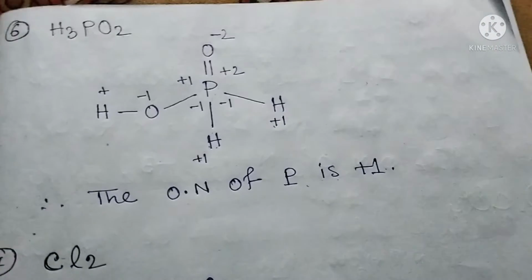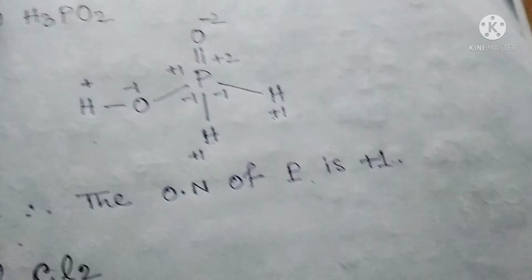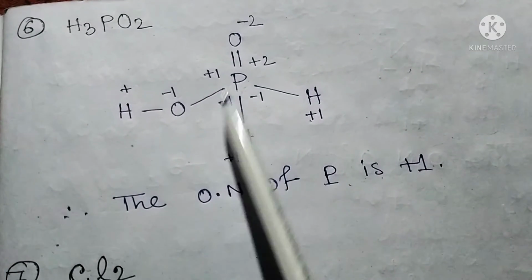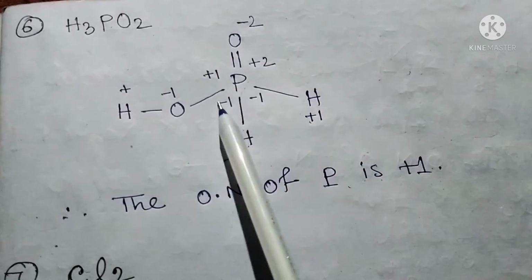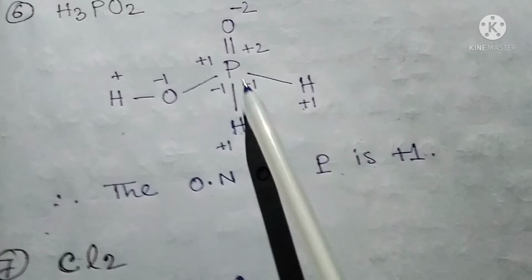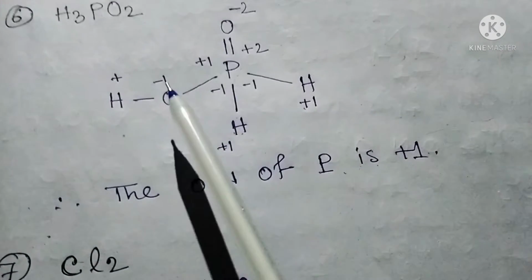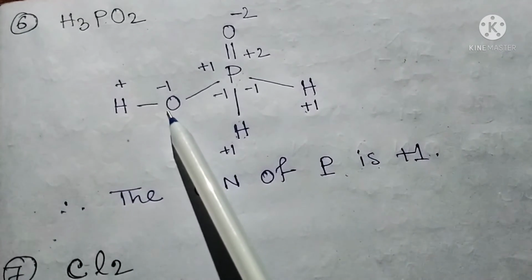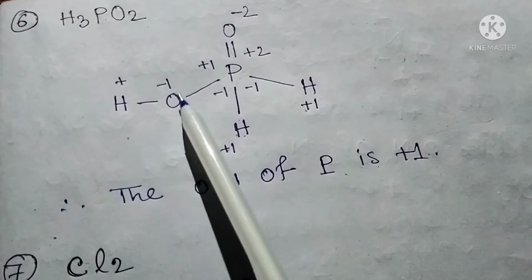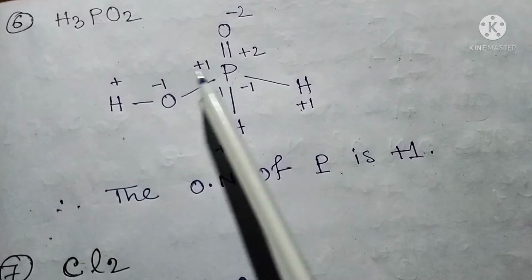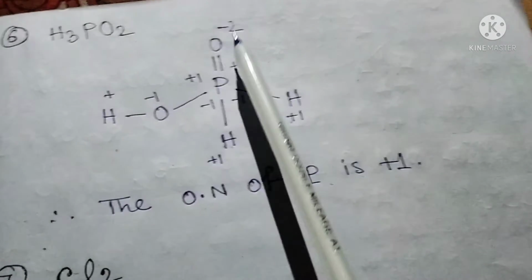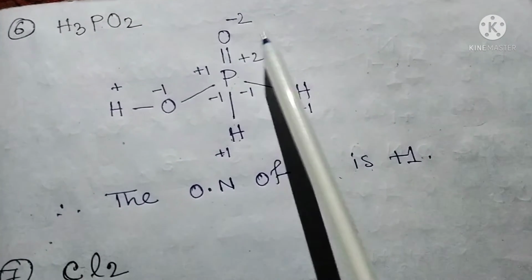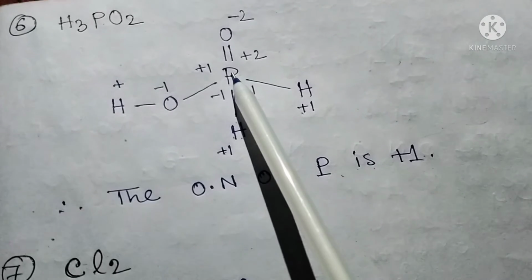Now next we take the example of H3PO2. At first we draw the structure of H3PO2. P double bond O, single bond OH, single bond H, single bond H. Between these two, oxygen and phosphorus, oxygen is more electronegative than phosphorus. So we get here negative 1 charge and here we get positive 1 charge. Between these two, here a double bond arises. So here we get negative 2 charge and here we get positive 2 charge.